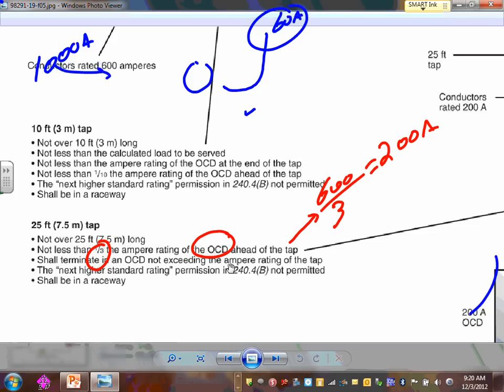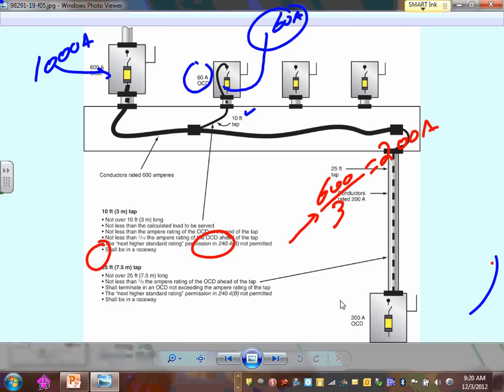You always have to end up with the conductor having to match the load at the end, and you have to put them in a conduit to protect them. Is there a limit to how many taps you can put on there? You can't tap a tap, but you can tap. The limit is the overcurrent protection device calculation, because ultimately, this is the poor man's way of doing business.